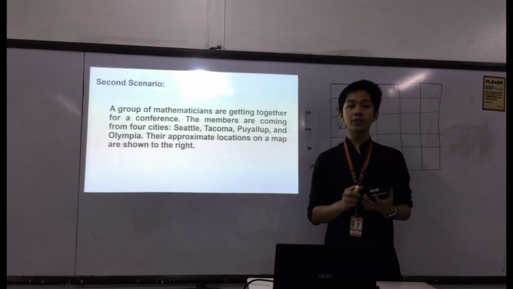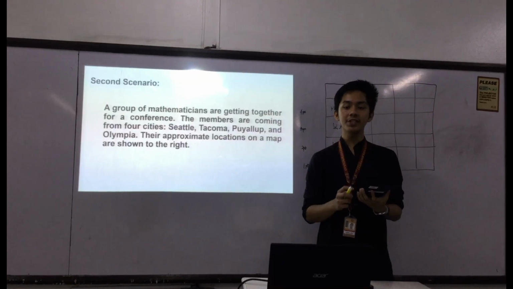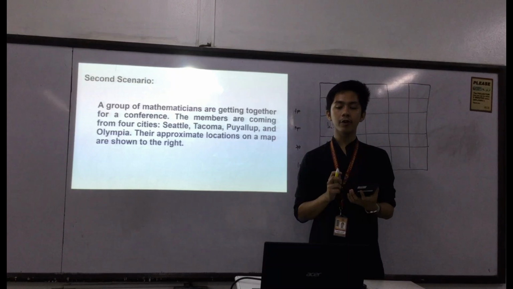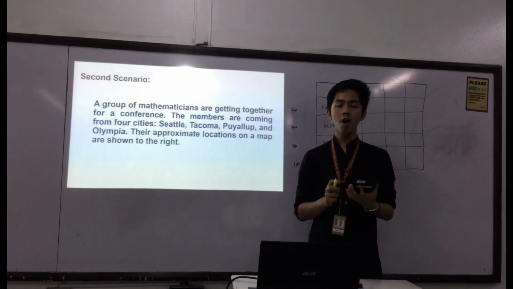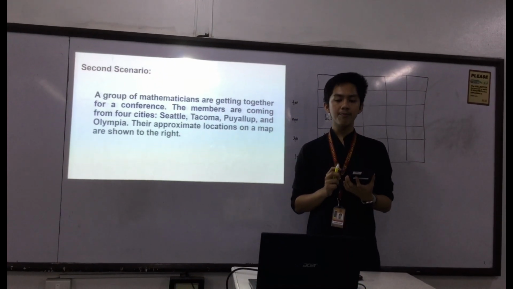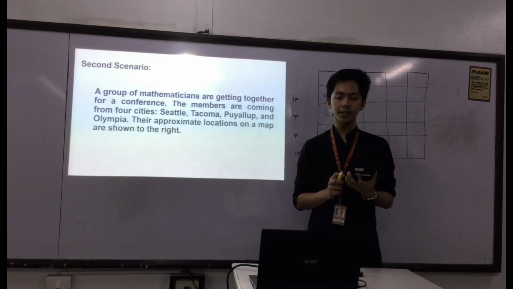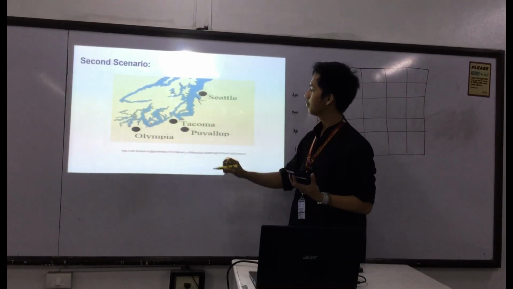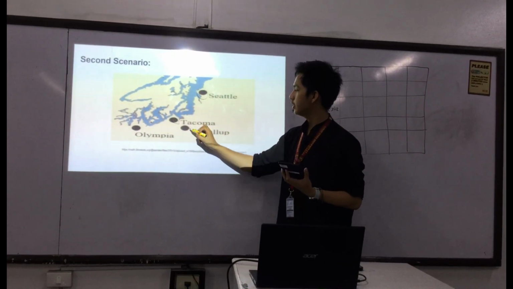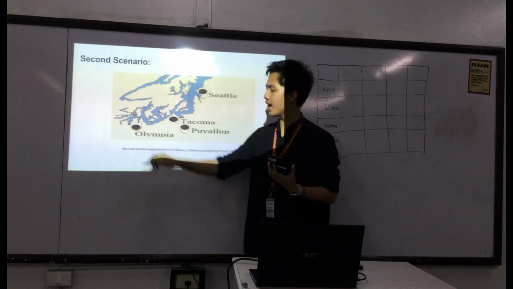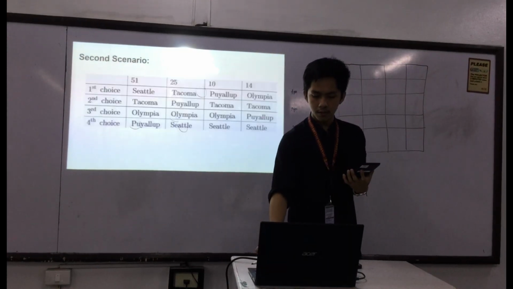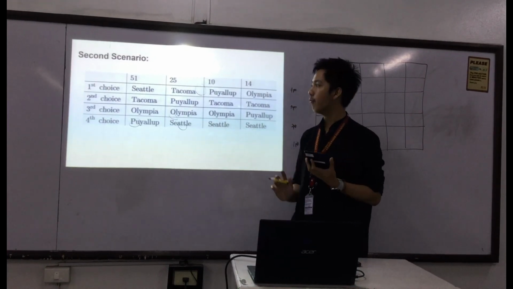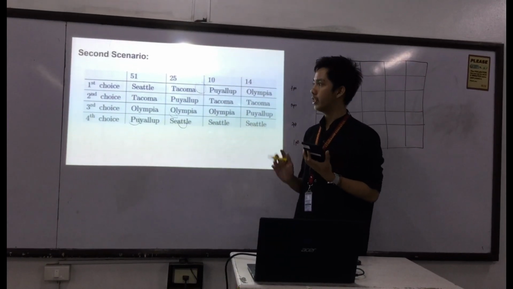So let's now proceed to the second scenario. A group of mathematicians are getting together for a conference. The members are coming from 4 cities: the Seral, Tacoma, Uyun, and Olympia. Their approximate location on the map are shown to the right. So this is the Seral, this is the Tacoma, this is the Uyun, and this is the Olympia. This is the given data for the given votes for the second scenario.